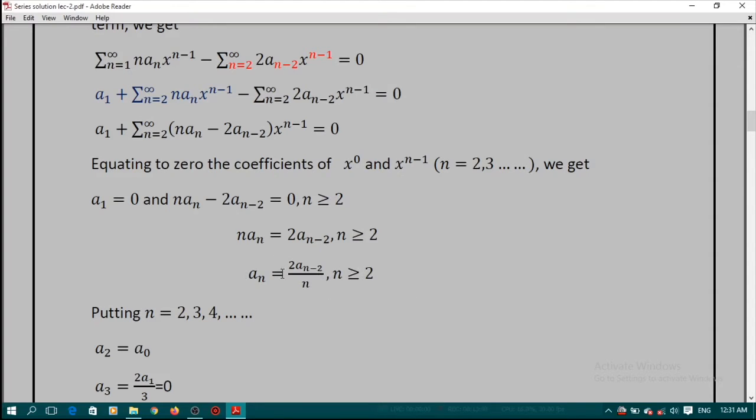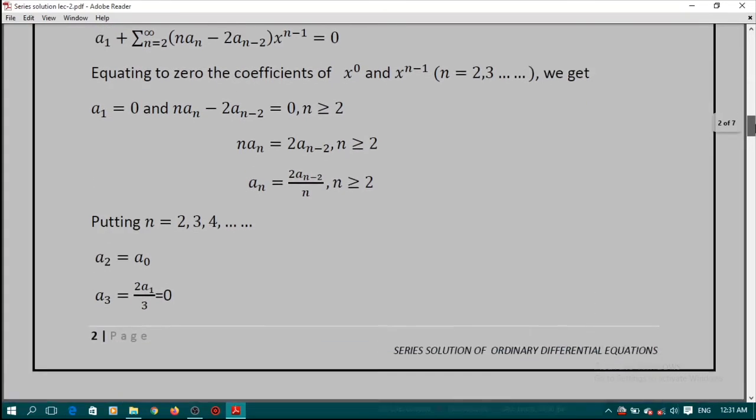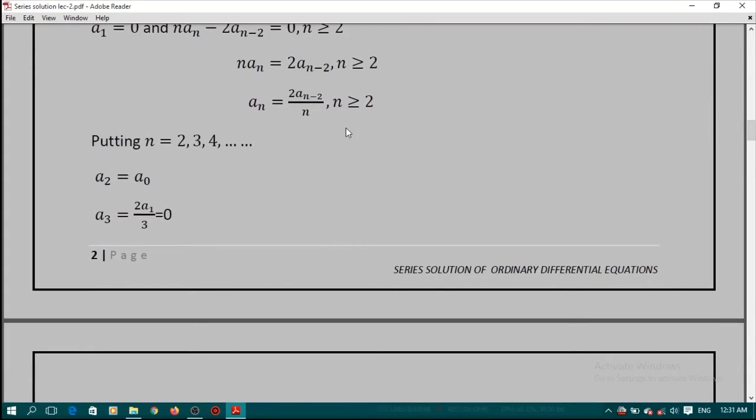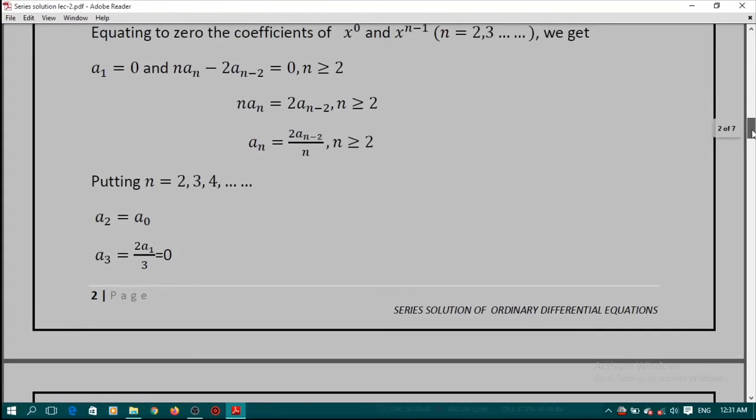So that part is very important here. We can find other coefficients by using this relation, putting n is equal to 2, 3, 4 and so on. So if we put n is equal to 2 here, we get a2 equal to 2a0 divided by 2. So finally we have a2 is equal to a0. Now if we put n is equal to 3 here, we get a3 is equal to 2a1 divided by 3. But we find a1 is equal to 0. So we get a3 is equal to 0.